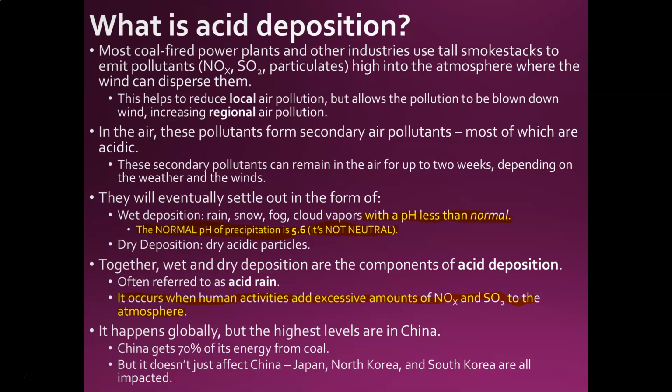There are other sources of acid rain. There are natural sources, especially volcanic eruptions, for sure. But probably number one overall would be the anthropogenic source of burning fossil fuels.